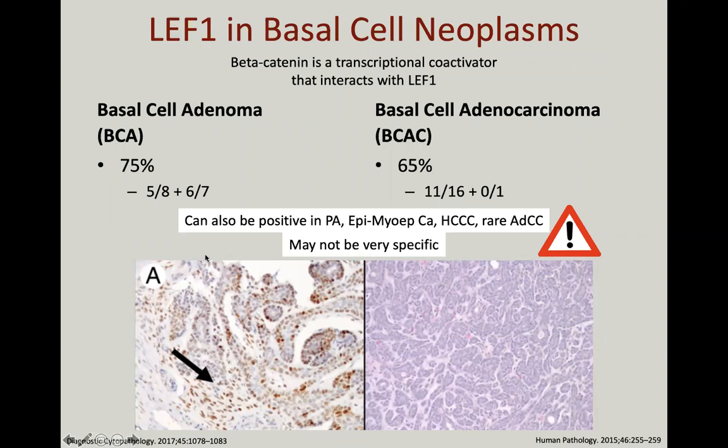LEF1 sort of recapitulates what is seen in beta-catenin, where it's positive in the peripheral myoepithelial or basal cell layer. So sometimes we use both beta-catenin and LEF1. We in fact do have LEF1 here. I believe it's used a lot in heme, but we've thrown it on a couple basal cell neoplasms with success.